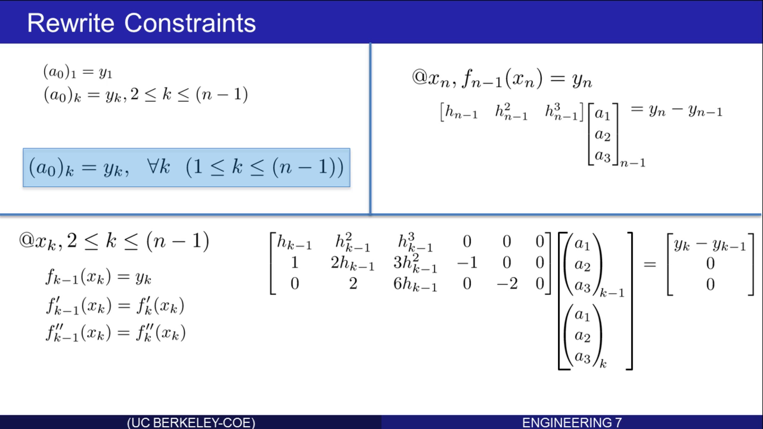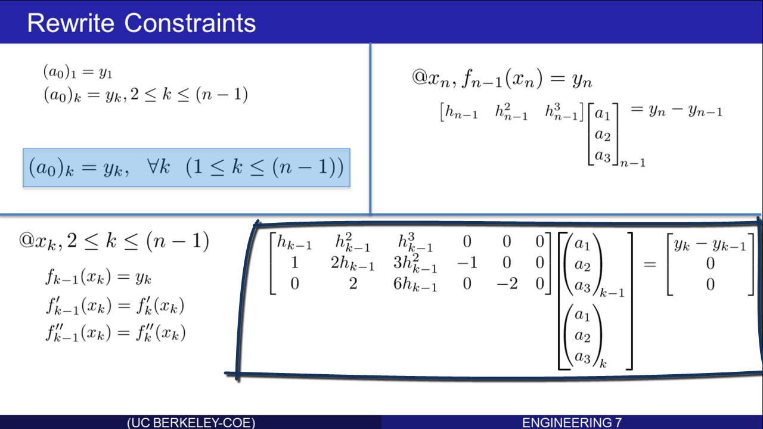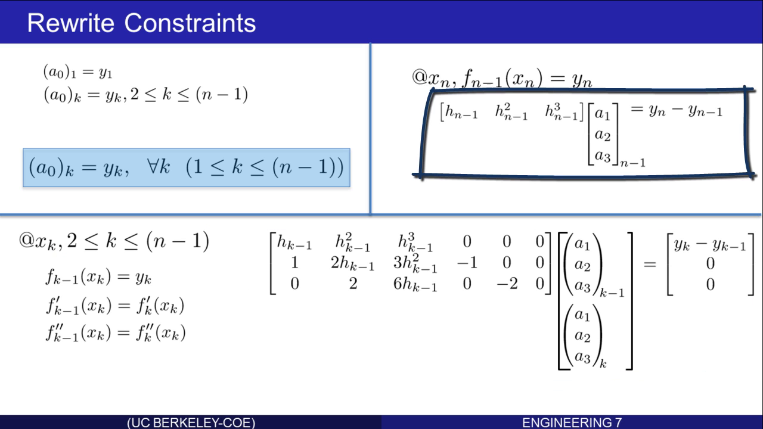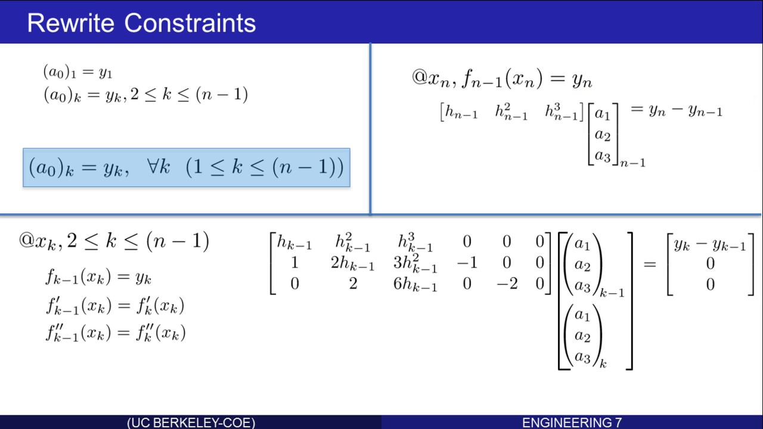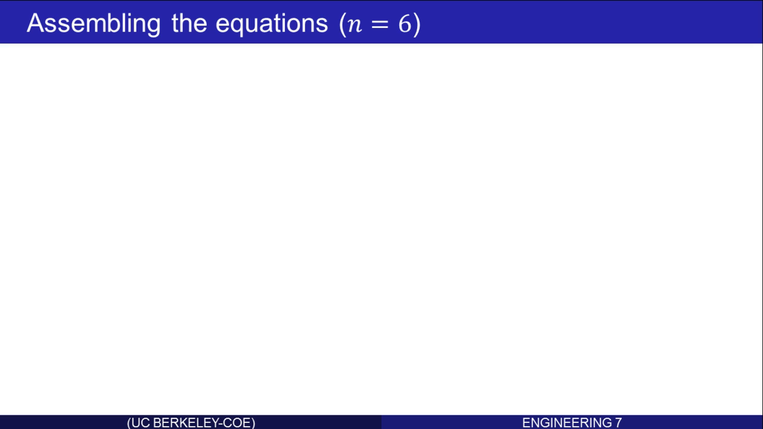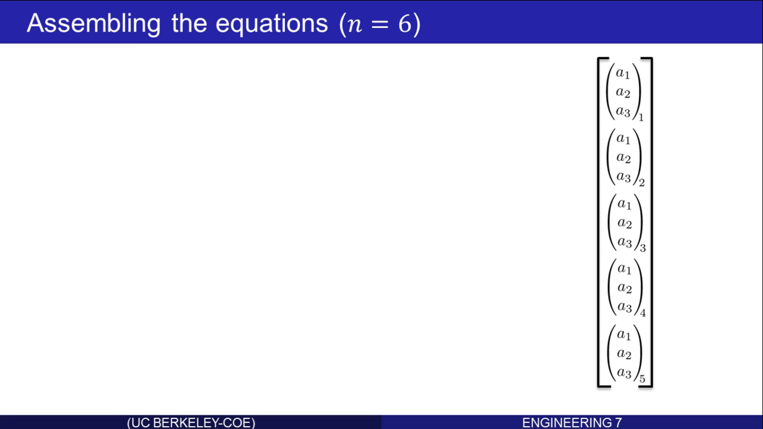So now in these remaining unknowns, we have n minus 2 sets of 3 equations, and then 1 additional equation. Let's collect those up into one large matrix vector system of equations. I'm going to assemble them for the case n equals 6. You can think about how this generalizes, and we'll even cover that a little bit on the next slide.